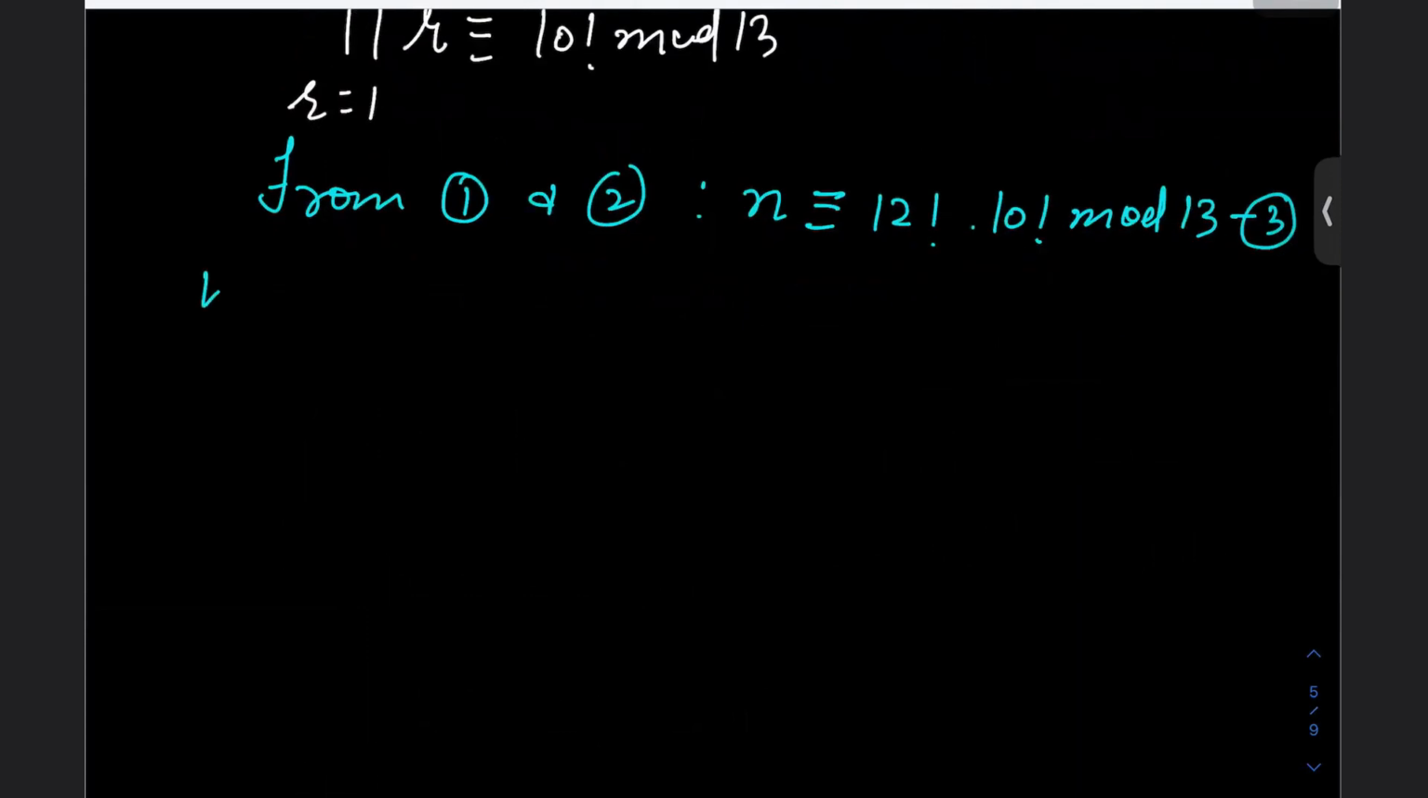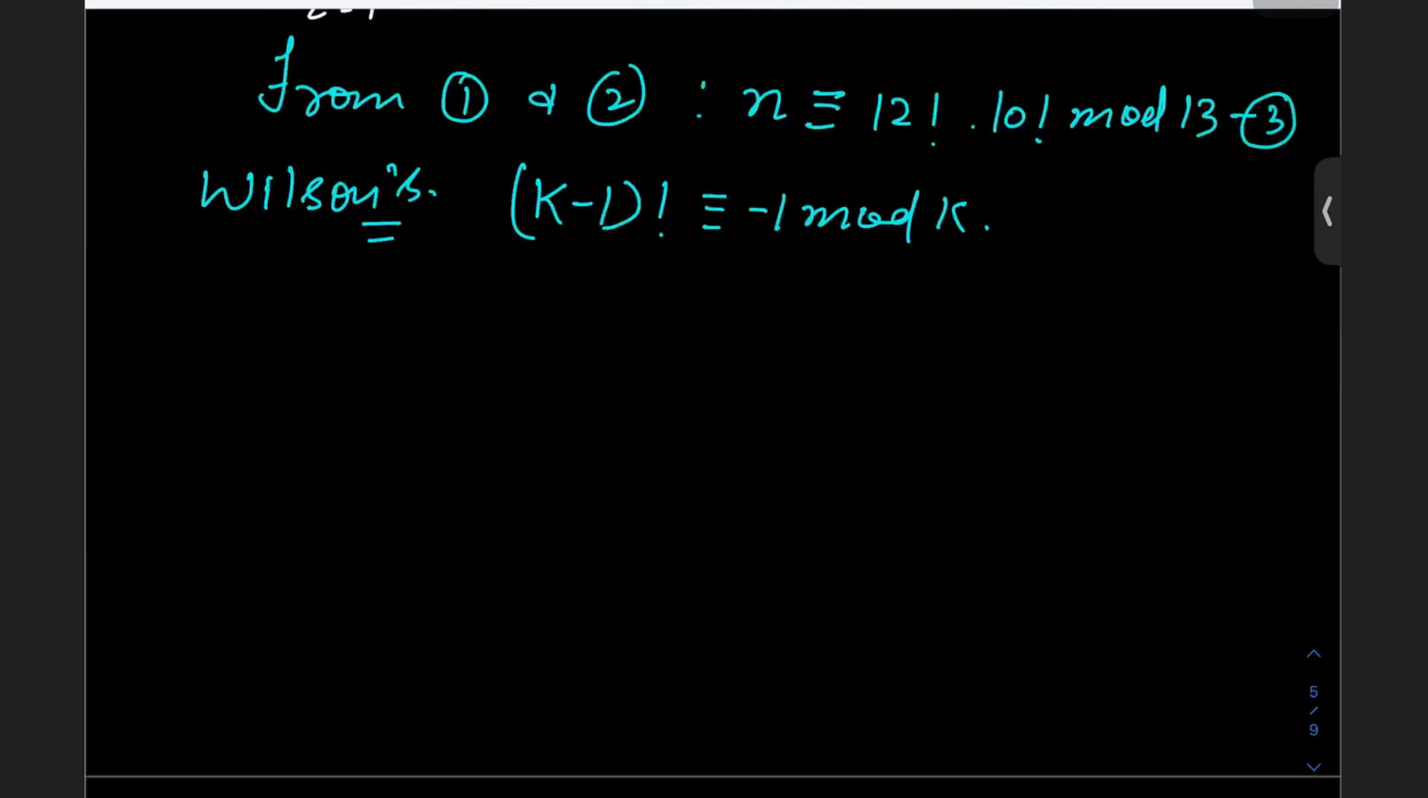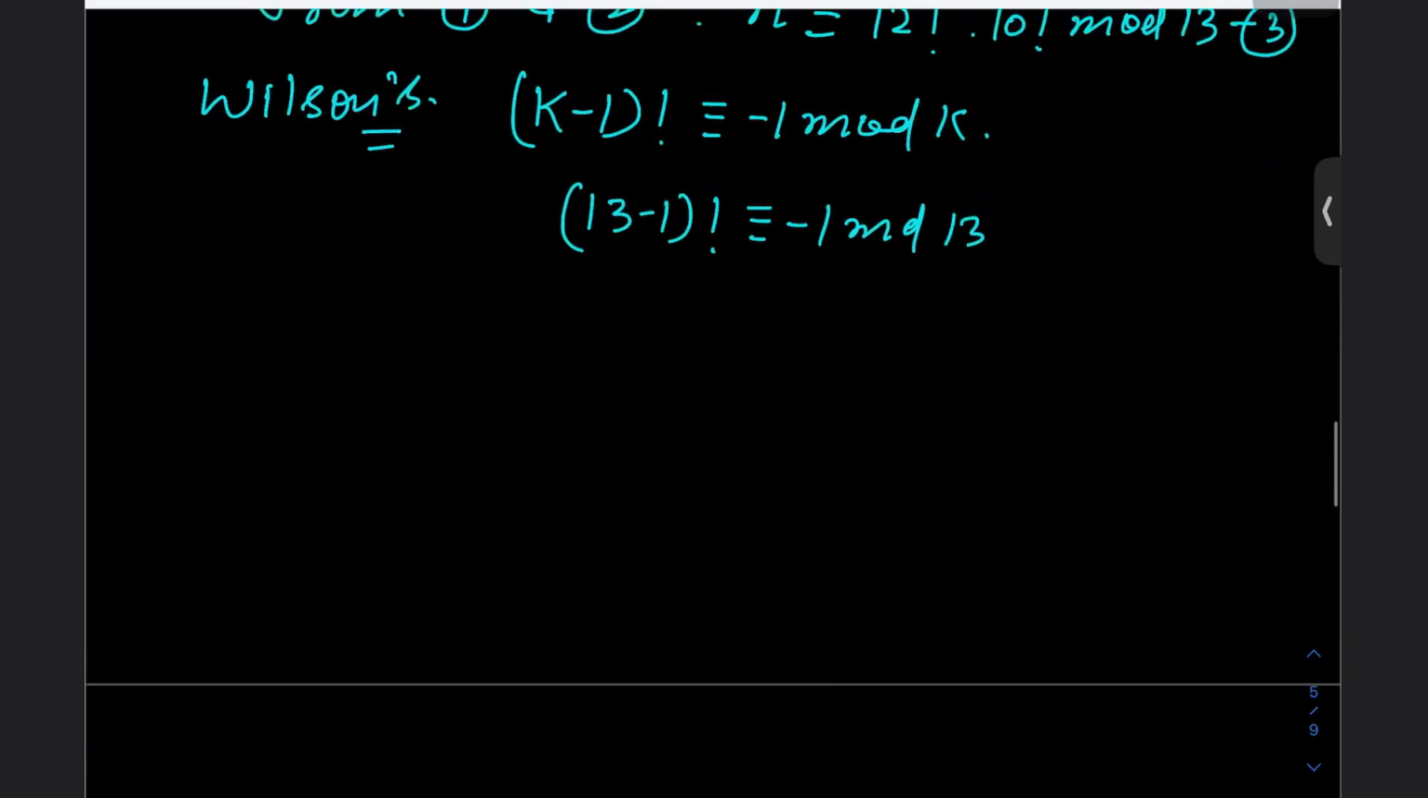Now, as we know Wilson's theorem, what is Wilson's theorem? For a prime number k, k minus 1 factorial is congruent to minus 1 modulo k. So 13 is a prime number, and we can apply Wilson's theorem to 13. So it is 13 minus 1, that is 12 factorial, is congruent to minus 1 mod 13.